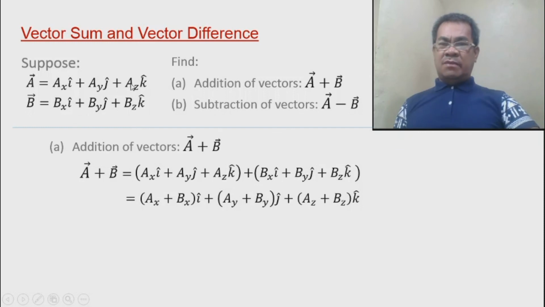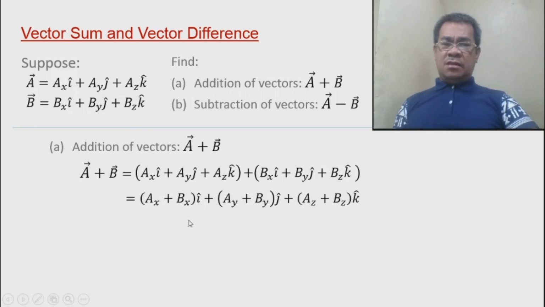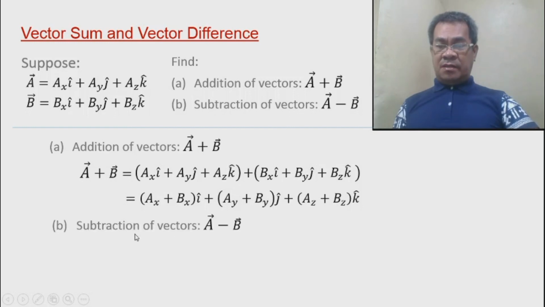This is, remember, the component method: combining all components along x, components along y. Okay, see? So you have to add these. This is actually the process of finding the vector sum. So you can notice that if the vector is in terms of unit vectors, we can easily find the vector sum. Okay? So if it is easy to find the vector sum, it is also easy to find the vector difference.